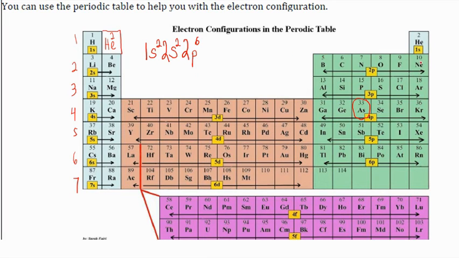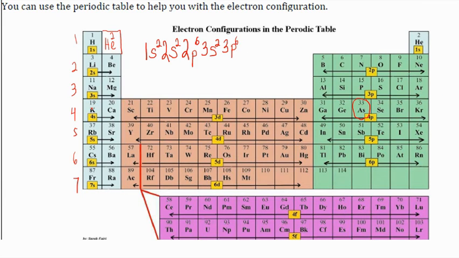After 10 comes 11, so I go down here. This is my 3s, third period s block. I grab both of those electrons. After 12 comes 13. I need all 6 of these. This is my third period p block. Remember, this is your p block here. So 3p, and I need all 6 of them.